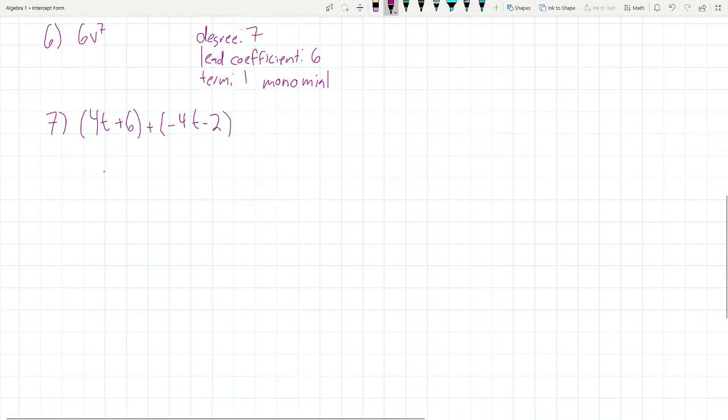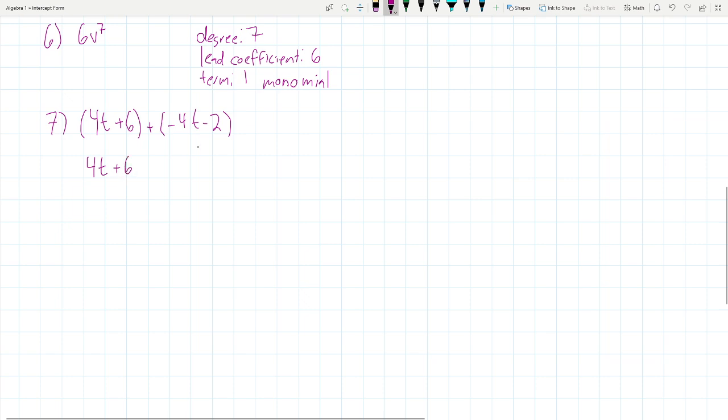So, the first thing that I notice whenever I'm looking at these is I'm like, oh, man, it'd be really great if those parentheses were gone. Now, your first set of parentheses, assuming nothing's to the left of it, you can just drop the parentheses right off the bat. And so you have 4t plus 6.